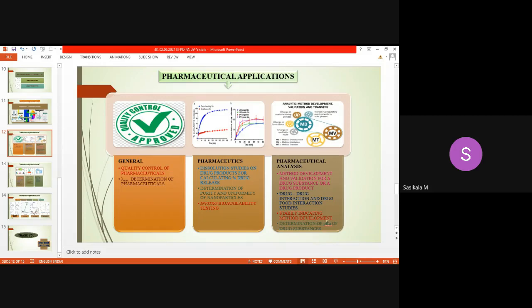Then determination of pKa, that is the dissociation constant, that we can analyze. The acid dissociation constant of a drug substance can also be determined. Based on the pKa value, we could separate and decide the pH of the drug substance. Drug release profile can also be based on pKa value. Already we have discussed in chromatography the importance of pKa value in order to select the pH of mediums. So that is determined through UV visible spectroscopy. So these are all the applications in the pharmaceutical analysis department.